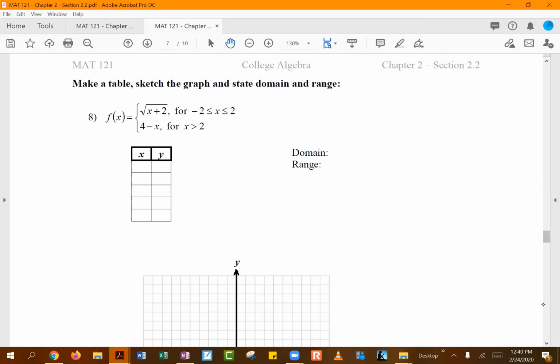Any questions on that parabola part? Absolute value function. Absolute value. We don't have creative names. Absolute value function.